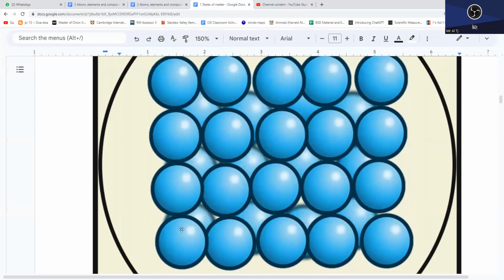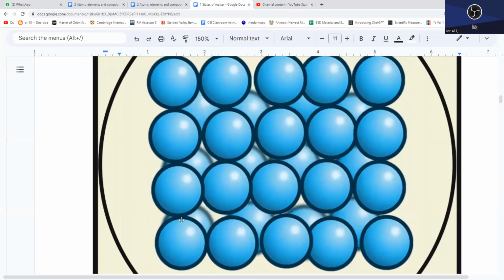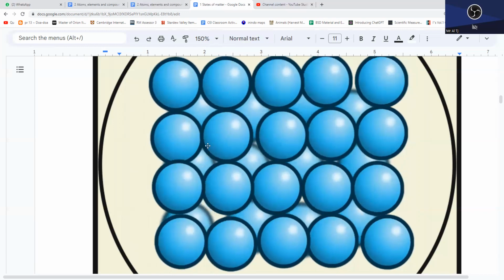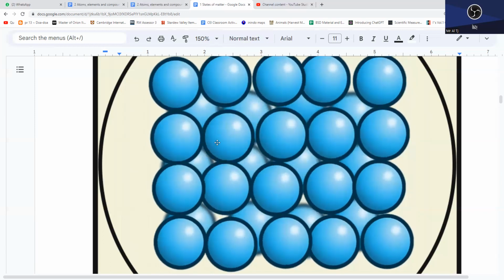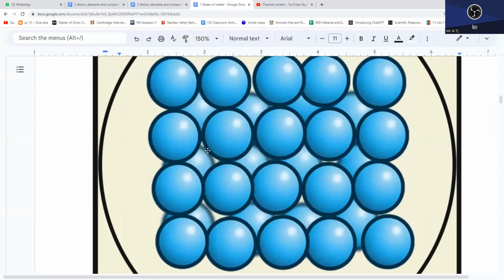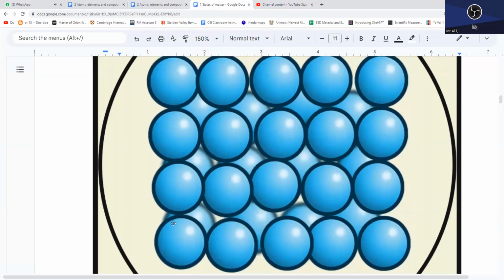This explains why solid is non-compressible. There is simply no space for us to compress them. There is no space for the particles to get into. And also why they are rigid. It's because the bond between them is so strong and permanent. If you take one of them, everything goes along.